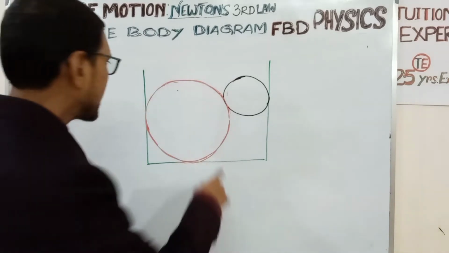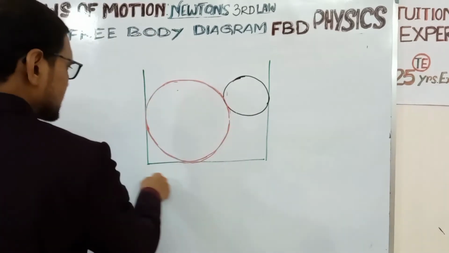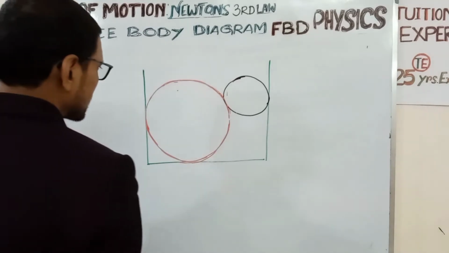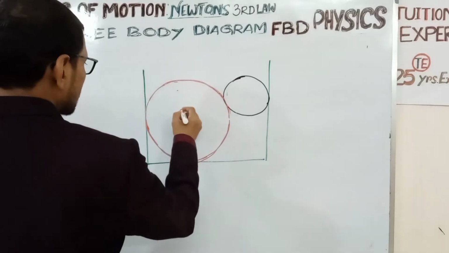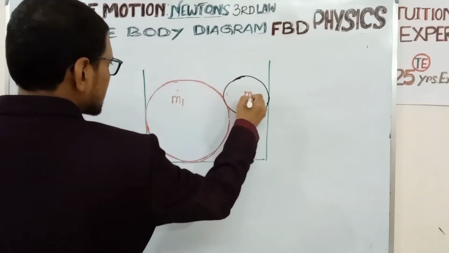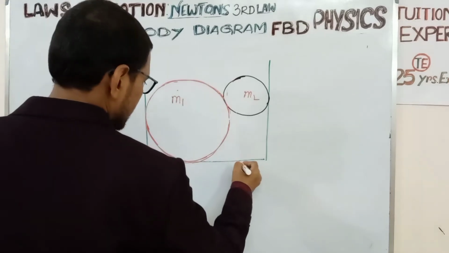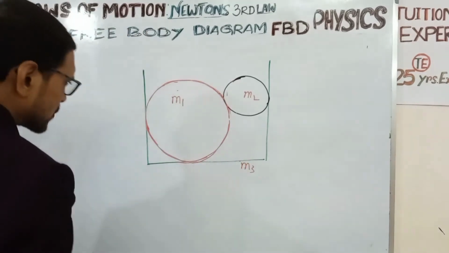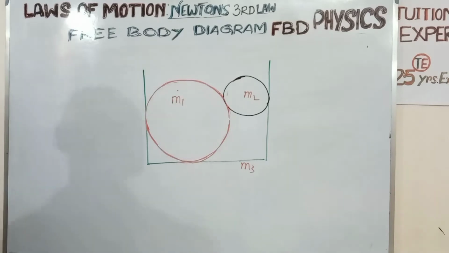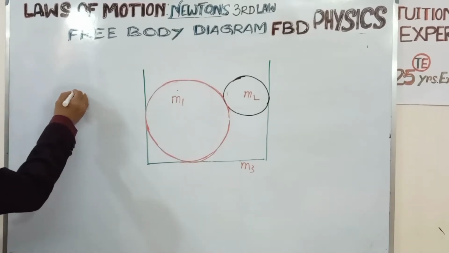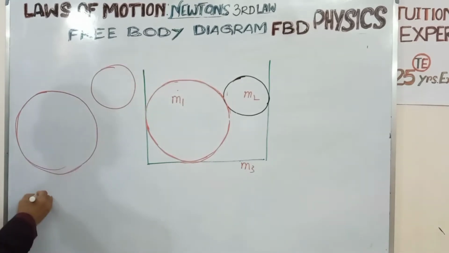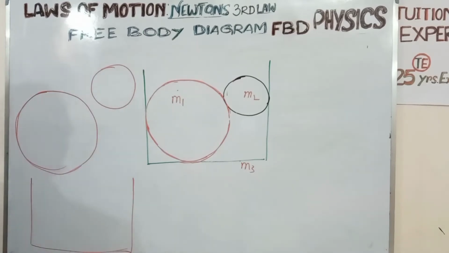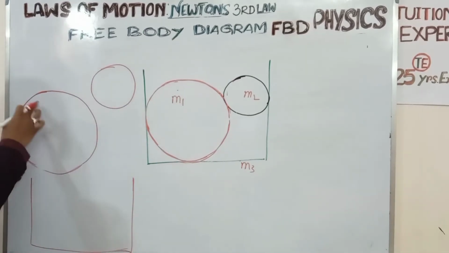Suppose two spheres are present and this is a container. Now what is the free body diagram of each sphere? This is a sphere. Suppose this mass is m1, this mass is m2, and the weight of the container is m3. Now what is the free body diagram of each body? So if we draw the three bodies separately, this is a small sphere and this is the container. So if you draw the three bodies separately, what is the free body diagram of each body?